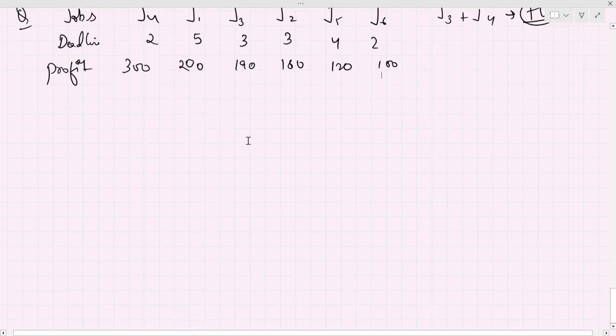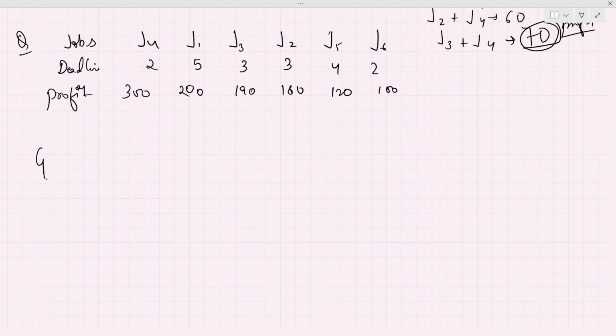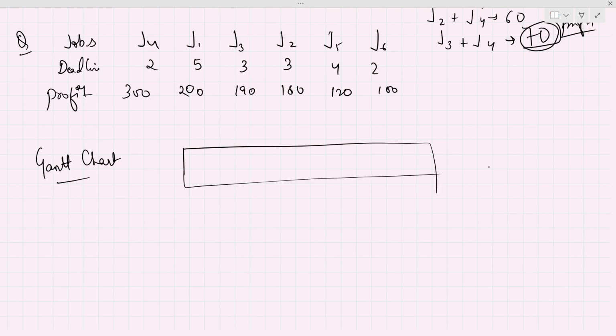Now what we have to do is make a Gantt chart. What's the maximum deadline? The maximum deadline is 5, so we have to create 5 blocks. First from 0 to 1, then 1 to 2, then 2 to 3, then 3 to 4 and 4 to 5. So these are our blocks, and we have to add these jobs here.